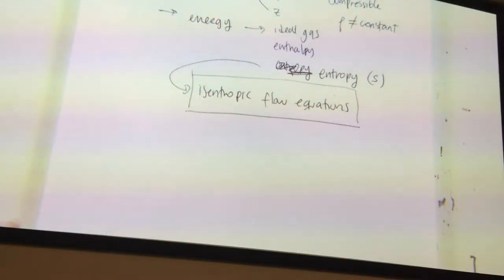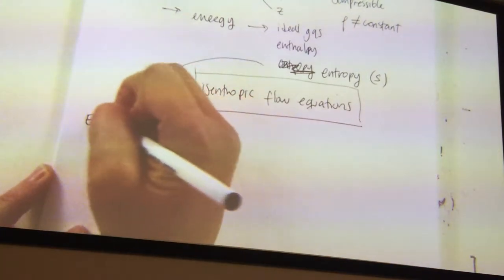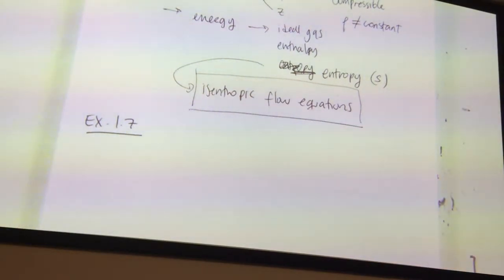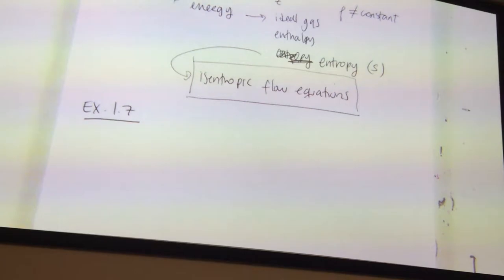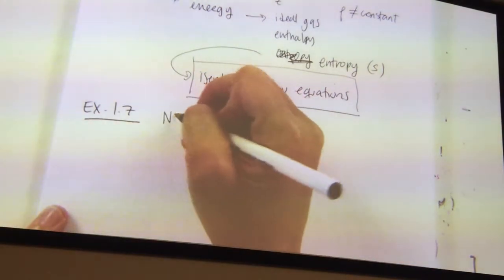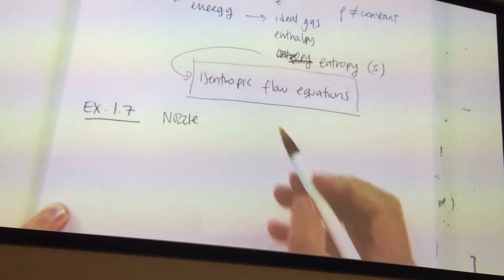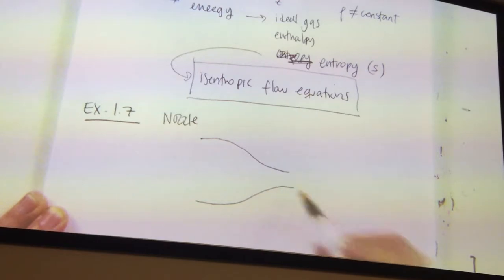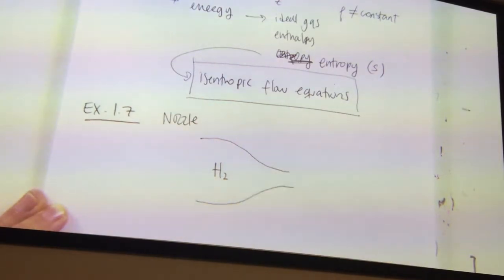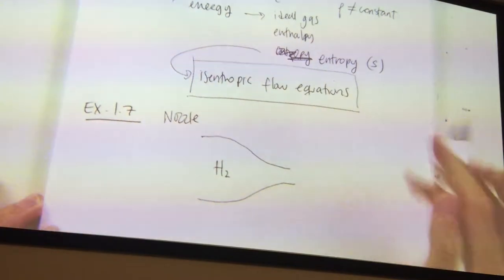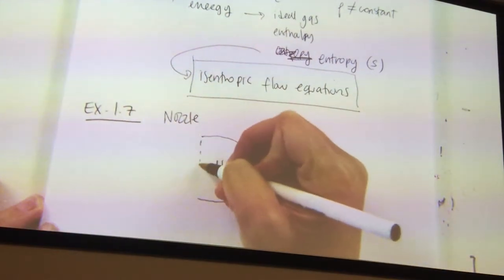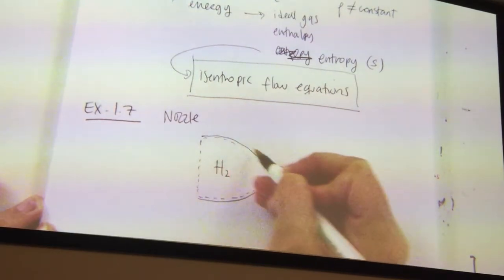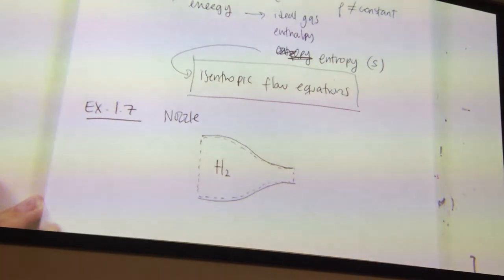a couple of examples. First I'm going to do example 1.7 in your textbook, and then I'm going to do one problem from the problems in your book. In this problem we have a convergent-divergent nozzle with hydrogen in it. We're going to take the control system to be just the boundaries of the nozzle, and anything inside is the control volume.